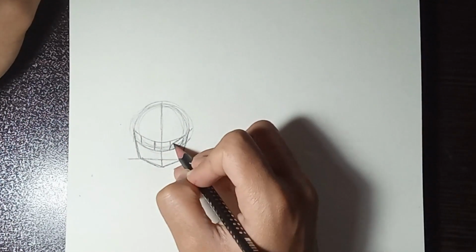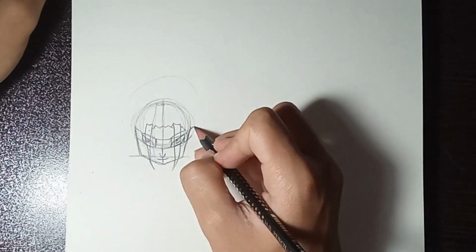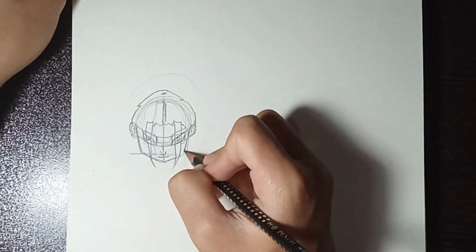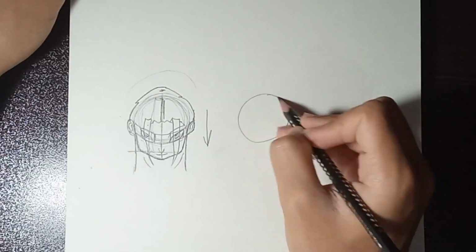Then we add the details of the face. Make sure the hairline is at a high angle above the eyes, and don't draw the hair starting from above the circle. To draw a character from a low angle, we follow these steps.